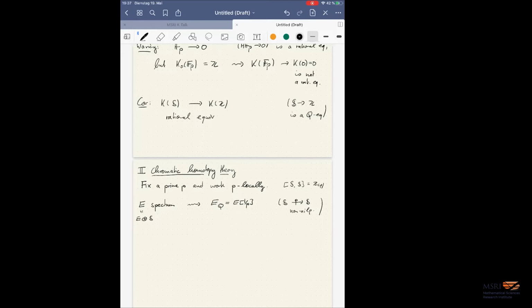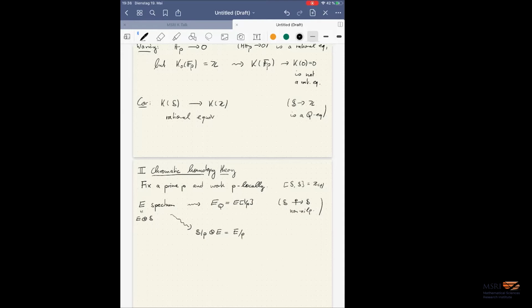But clearly, I've lost a lot of information. For example, if I take the sphere spectrum mod P and I invert P, then it becomes 0. So this I don't want. So I look at the sphere spectrum mod P tensor E, or E mod P if you want, as in some sense an orthogonal process I can do to a spectrum.